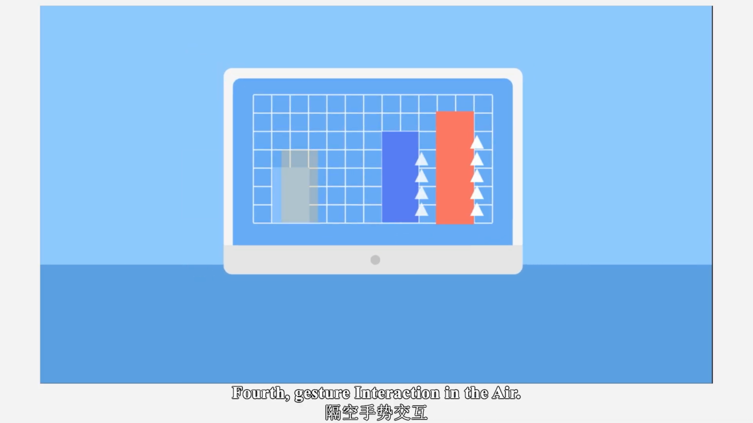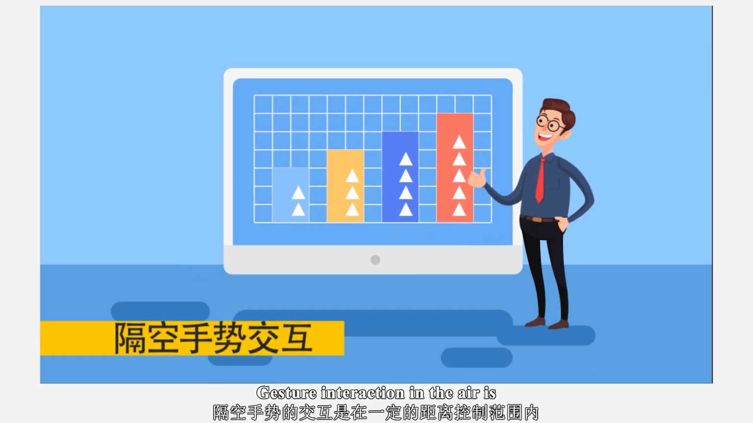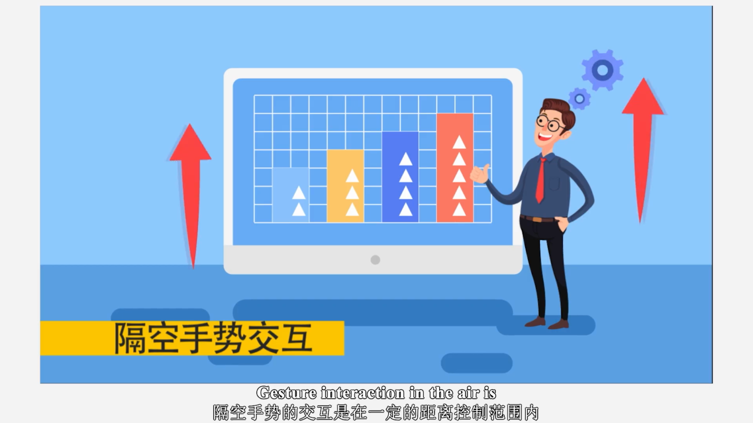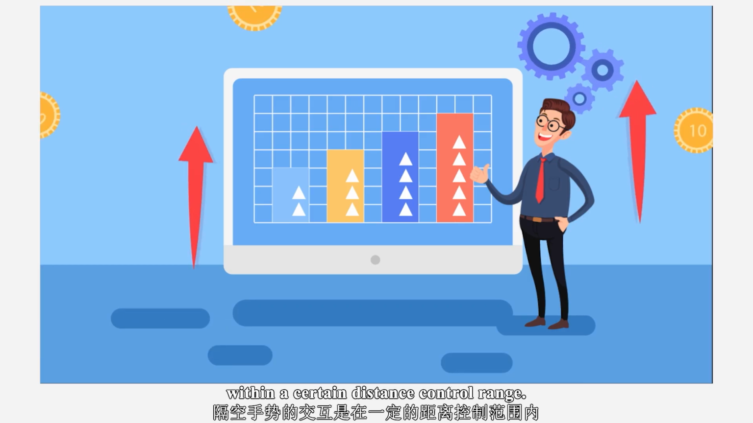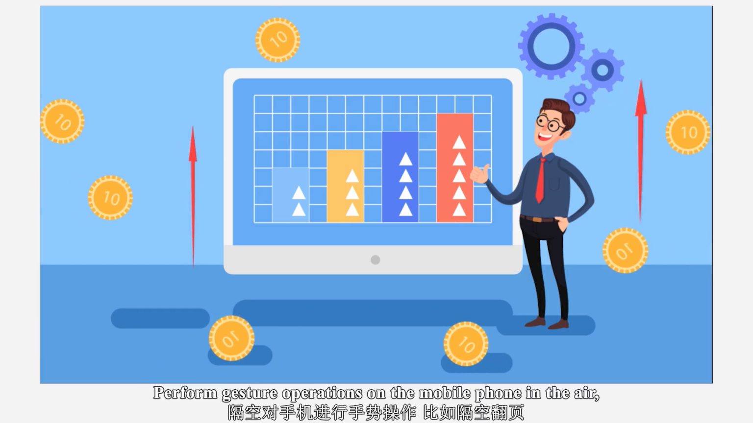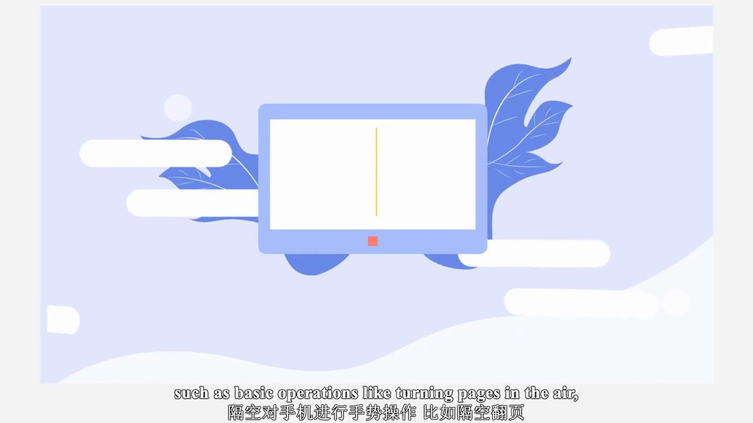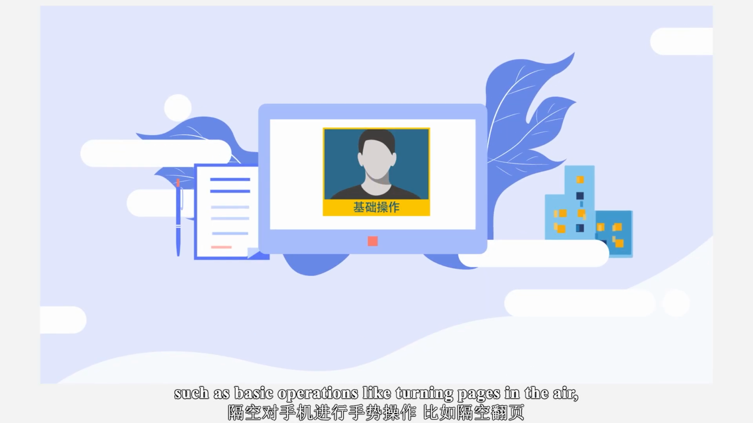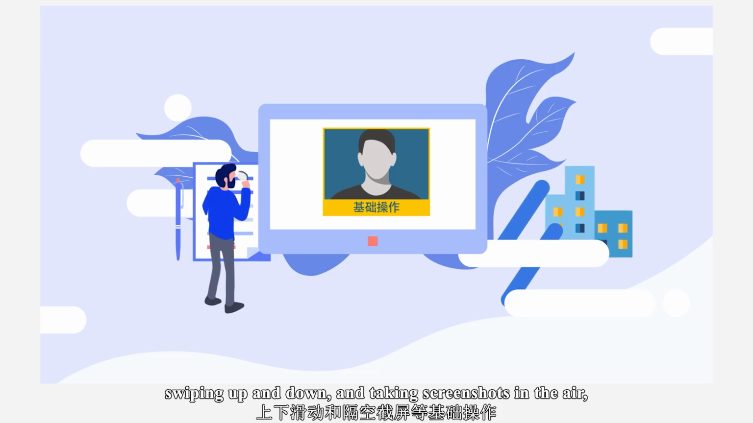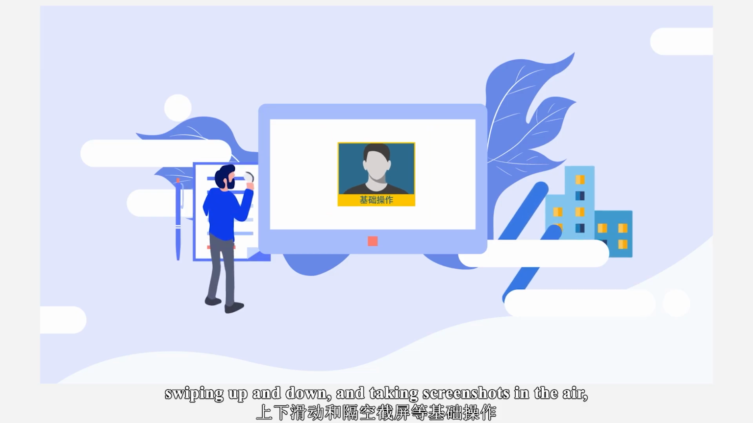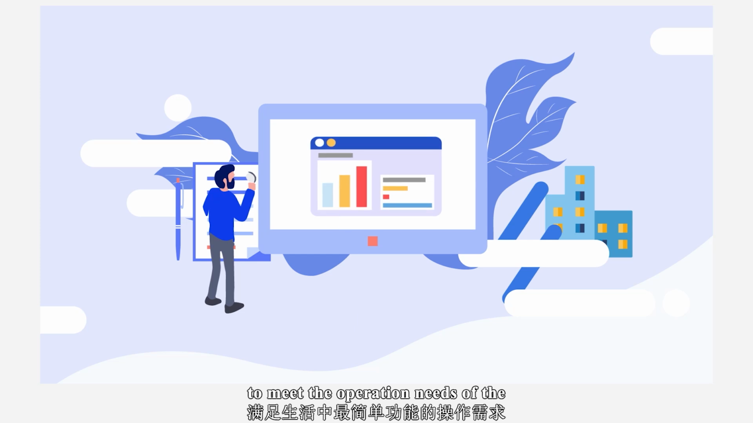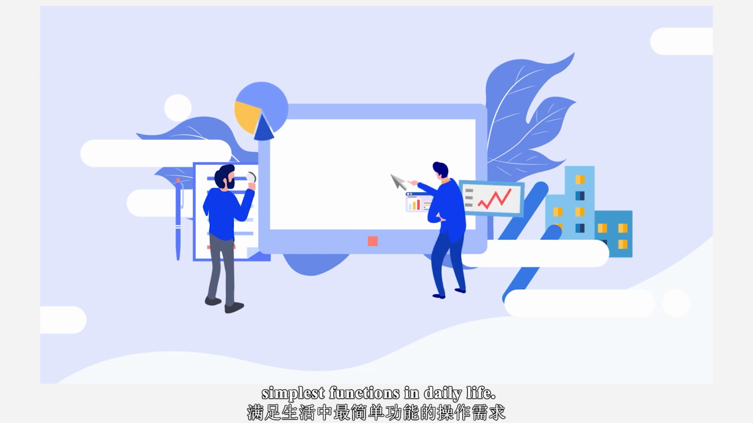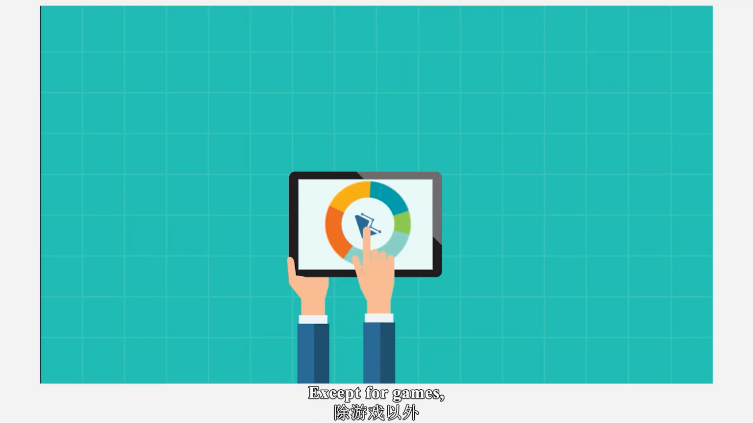Fourth, gesture interaction in the air. Gesture interaction in the air is within a certain distance control range. Perform gesture operations on the mobile phone in the air, such as basic operations like turning pages in the air, swiping up and down, and taking screenshots in the air, to meet the operation needs of the simplest functions in daily life.